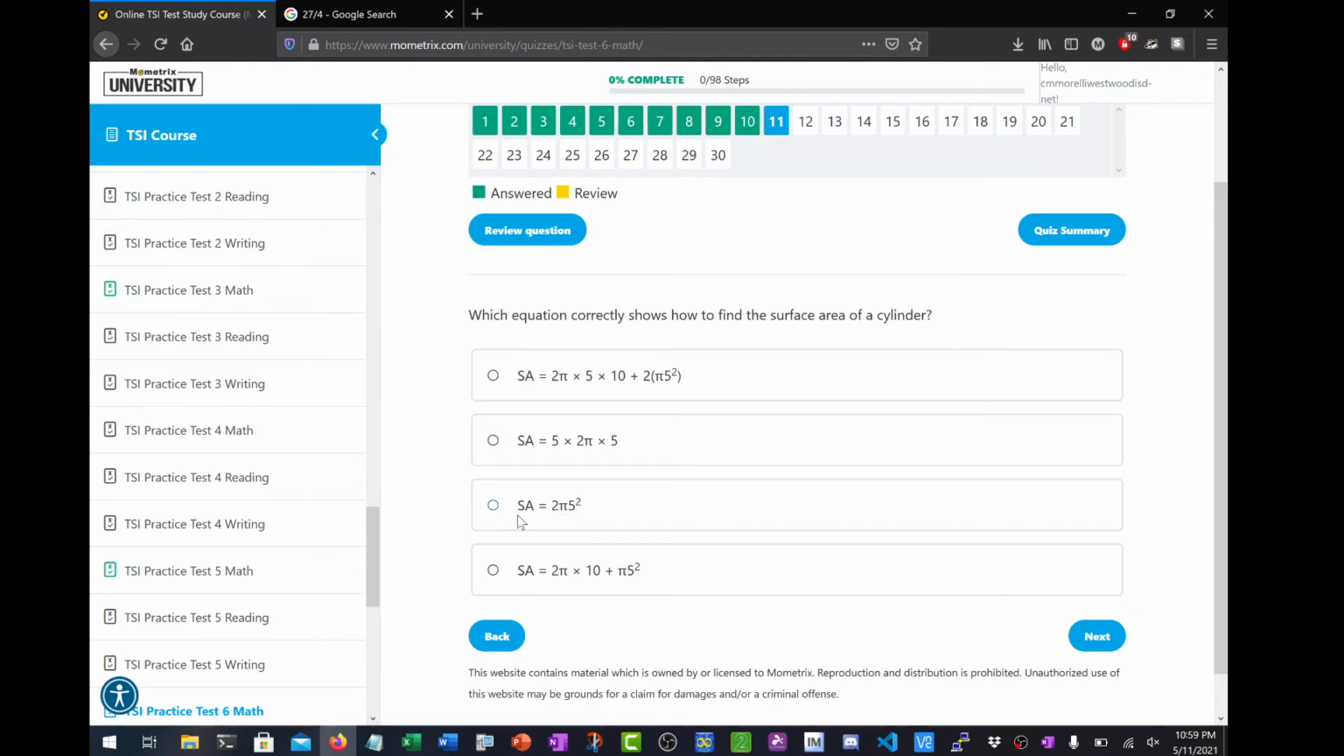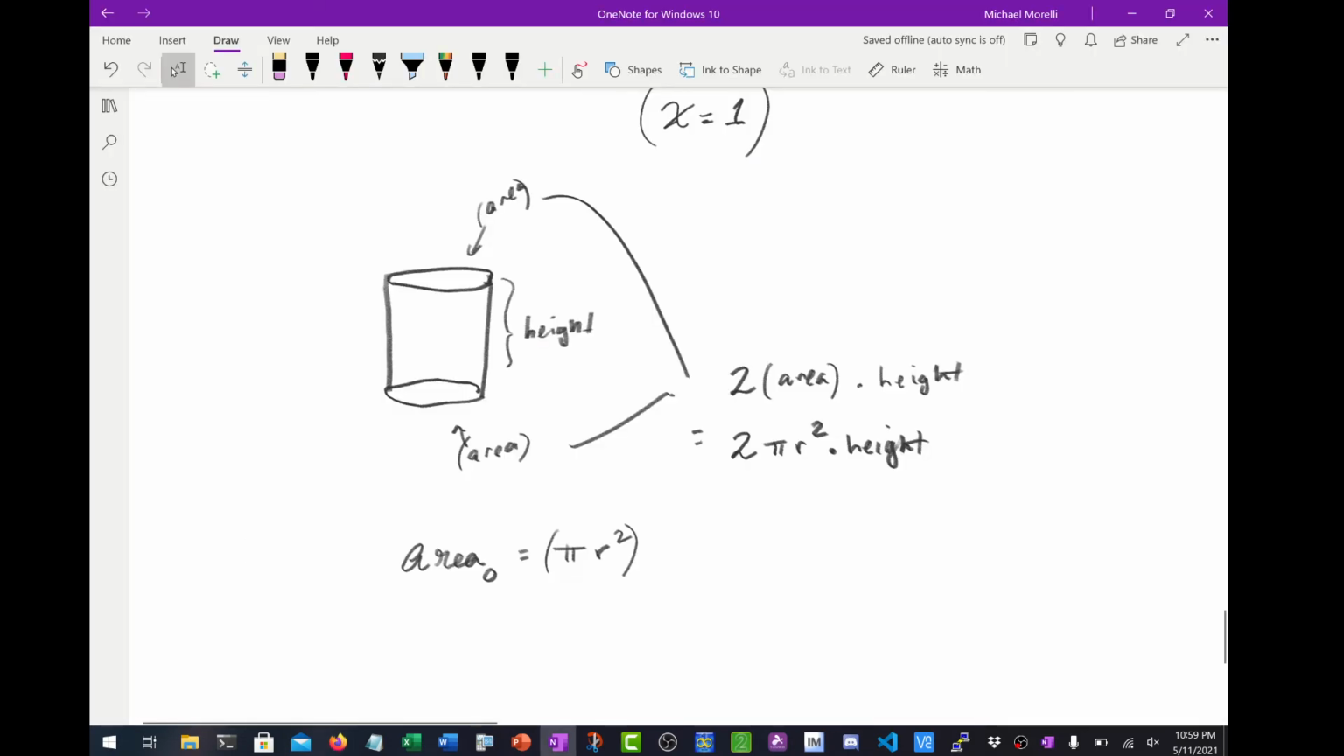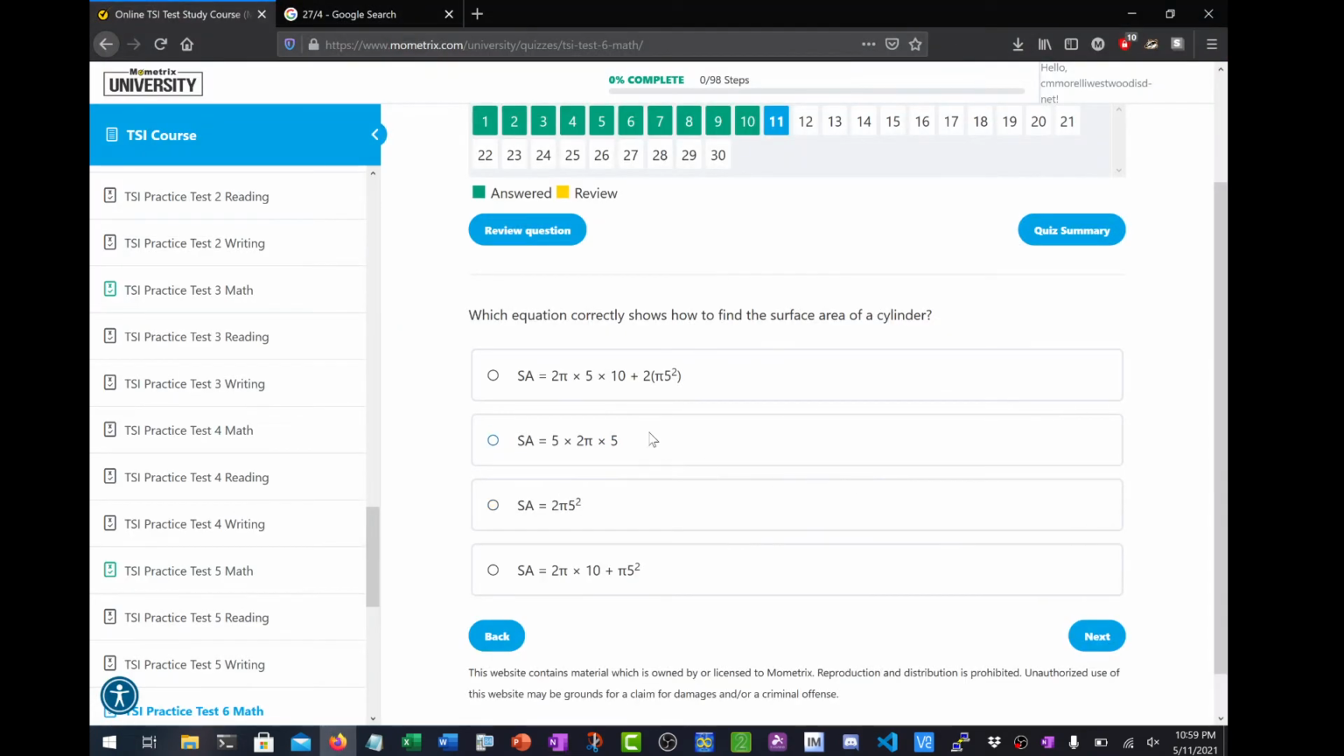So here in this C value, I see 2 times pi times 5 squared. That looks like 2 pi r squared, but they're not multiplying by the height. Here I see 2 times, I'm assuming the 5 is the radius, 2 times pi r squared. That's good. But then this 2 pi times 5 times 10, none of this makes any sense to me at all.